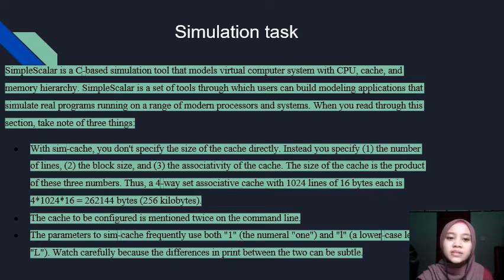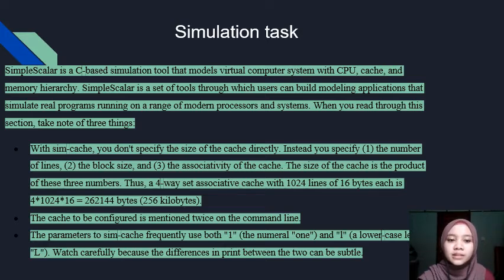With SimCache, you don't specify the size of the cache directly. Instead, you specify the number of lines, the block size, and the associativity of the cache. The size of the cache is the product of these three numbers. Thus, a four-way set associative cache with 1024 lines of 16 bytes each is 4 times 1024 times 16, which is 256 kilobytes. The cache to be configured is mentioned twice on the command line.